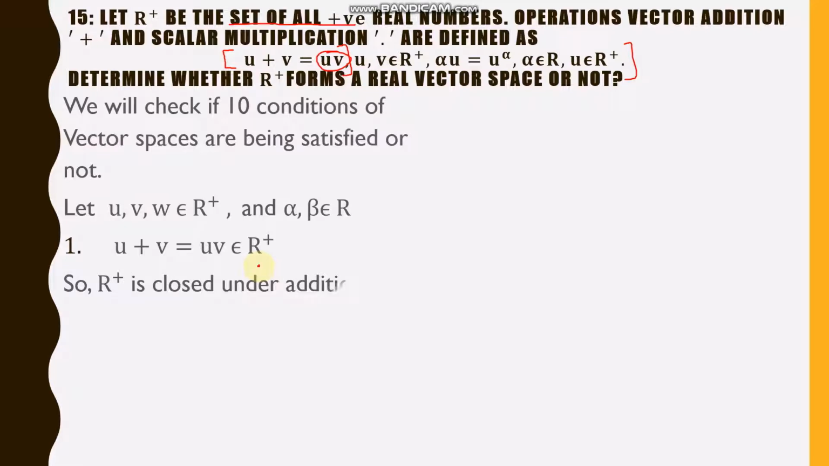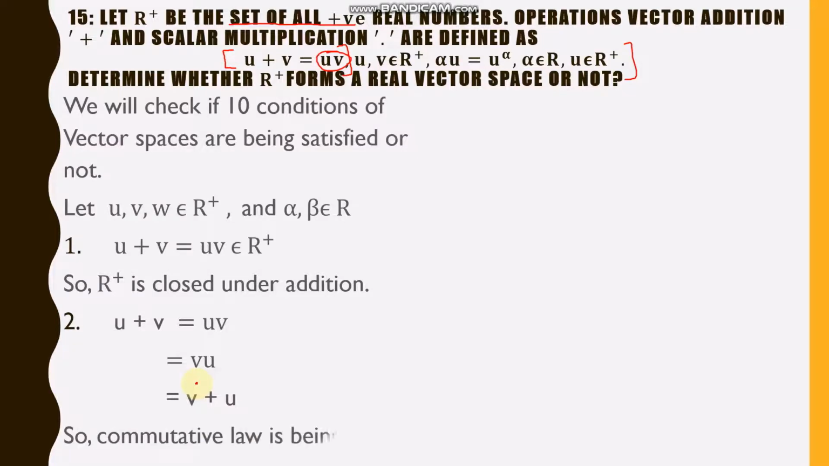Second is the commutative law. So closure is there. Second is commutative. So what is u plus v? u plus v is equal to uv. Now multiplication in real numbers is always commutative. So I can write it as vu. And vu can be written as v plus u. So this operation is commutative under addition.